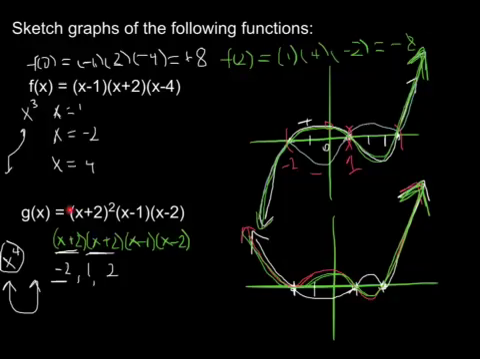Hopefully you notice that this root is repeated. It has two factors that give that root. And so why is it that if it's repeated, it is going to bounce off the x-axis? Well, to see this, let's think first about a root that isn't repeated.